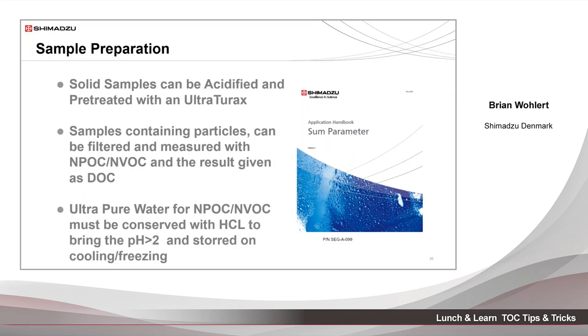Different samples take different preparation and storage. We recommend to ask us if you have special samples. For instance, ultra pure water for NPOC or NVOC measurements. They should be preserved with HCl or phosphoric acid. You really have to make sure that the pH will be below 2, so you don't have any microbiologic growth inside your sample, and also so nothing will be collected into the sample from the outer environment.